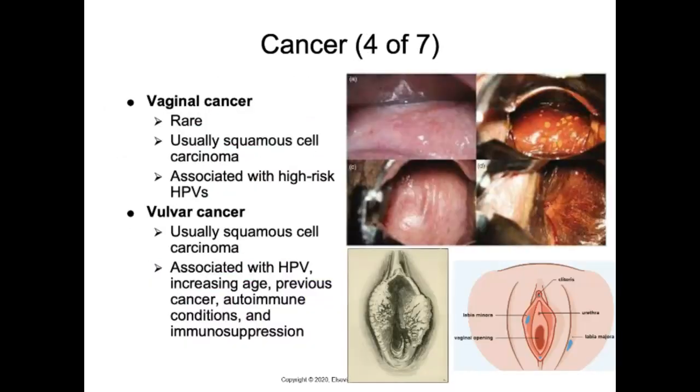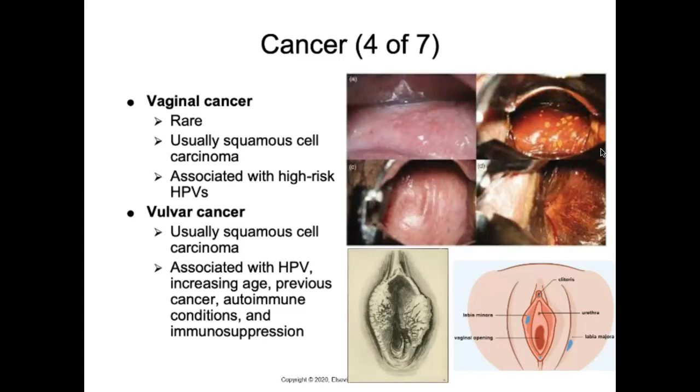Next up, we'll talk about vaginal cancer. Now, this type of cancer is rare and usually is going to be a squamous cell carcinoma, and its peak incidence is around the mid-50s. And unfortunately, it may metastasize because the vagina is a thin-walled structure with a rich lymphatic drainage. So it spreads to areas like the bladder, the rectum, vulva, or the pubic bone.